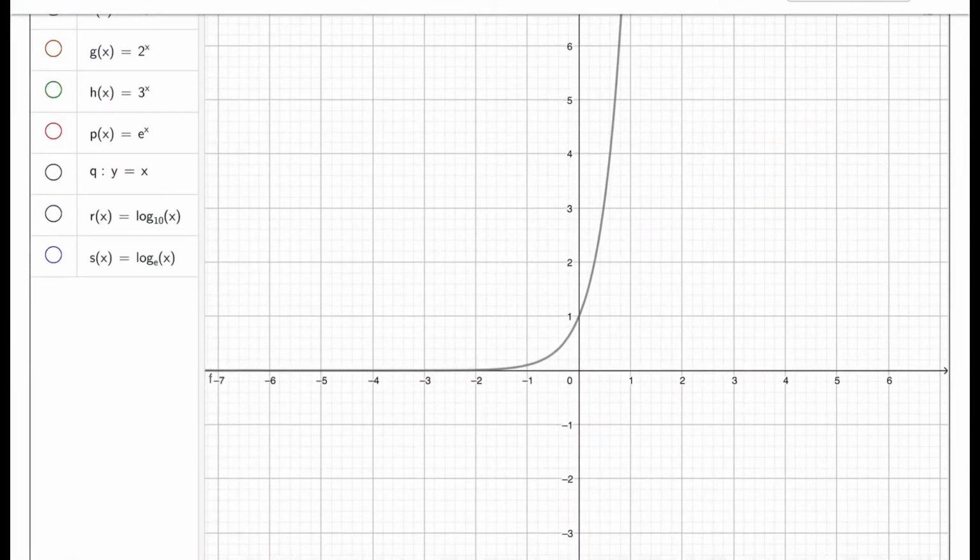This is the graph of 10 raised to the power x. This is the graph of 2 raised to the power x.